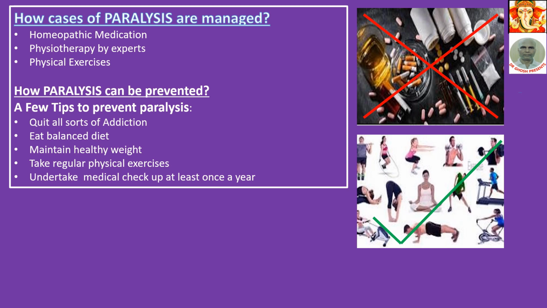The complete prevention is not possible because there are so many reasons for paralysis. But a few tips. These are tips. Quit all sorts of addiction. Eat a balanced diet. Maintain healthy body weight. Take regular physical exercises. Undertake a medical checkup at least once a year.